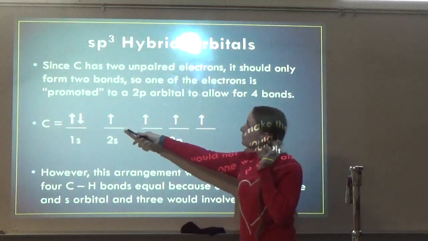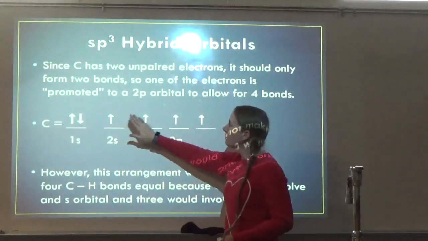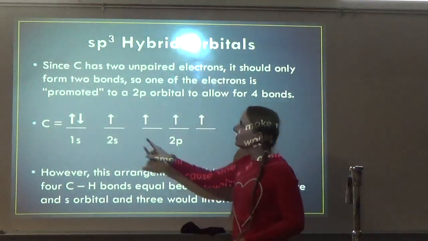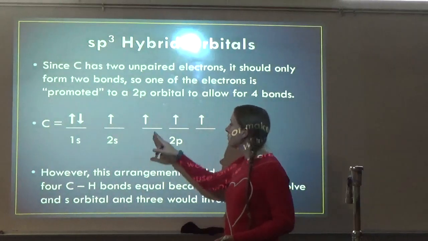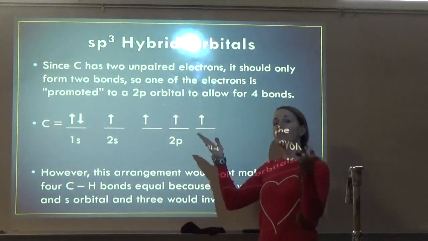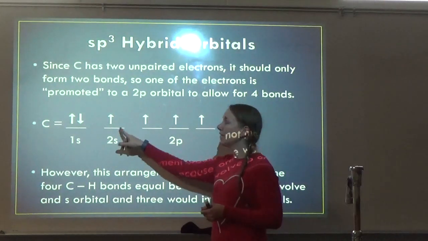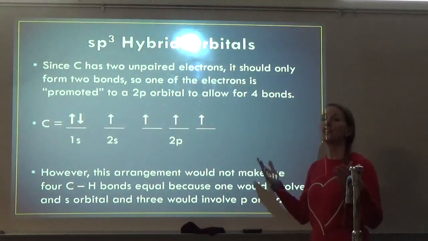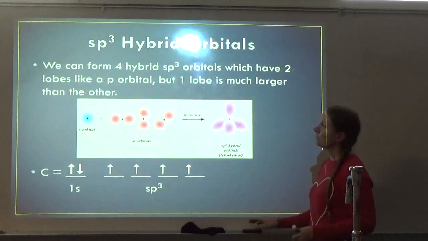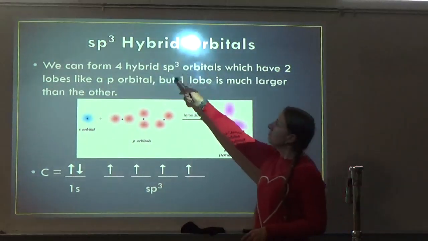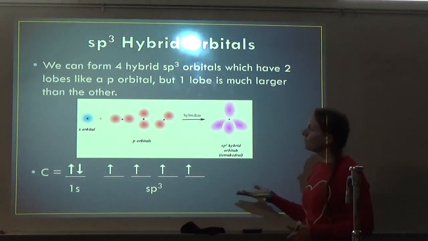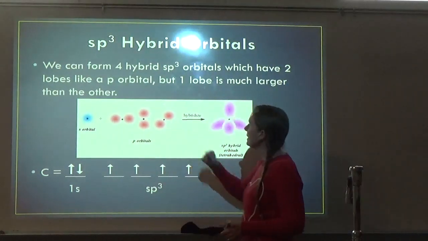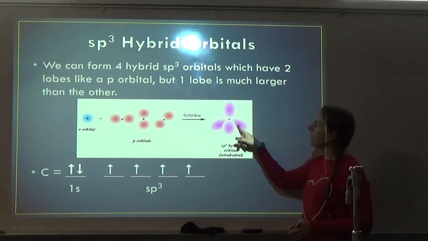Okay, so we promote one from 2s. Now we can form 4 bonds, but remember, they're not going to be the same because we have 1 from S and 3 from P. So if we hybridize them, we have S and 3 P's, so we're going to get an sp3 hybridization. Okay, so we have 4 hybrids, so we have sp3. See, we have 1 S and 3 P's that we mix together, and they're all going to point opposite directions.